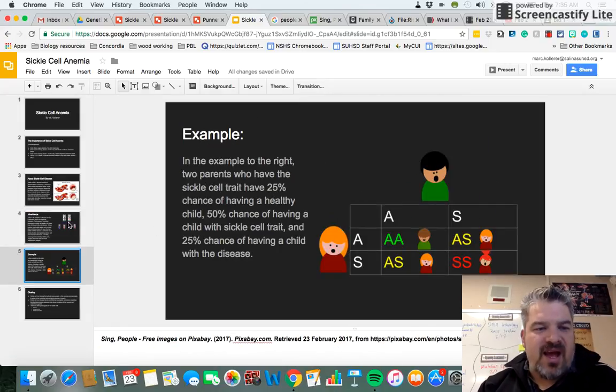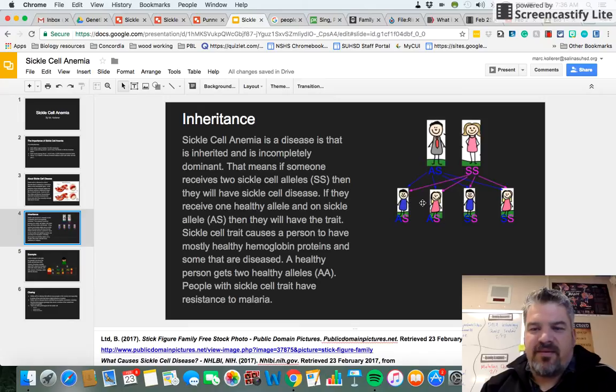Oh, by the way, I used a freely available image that I found on Google Images for the people, and then I edited the drawing in Google Drawing to put their genotypes and to show the independent assortment of their alleles.